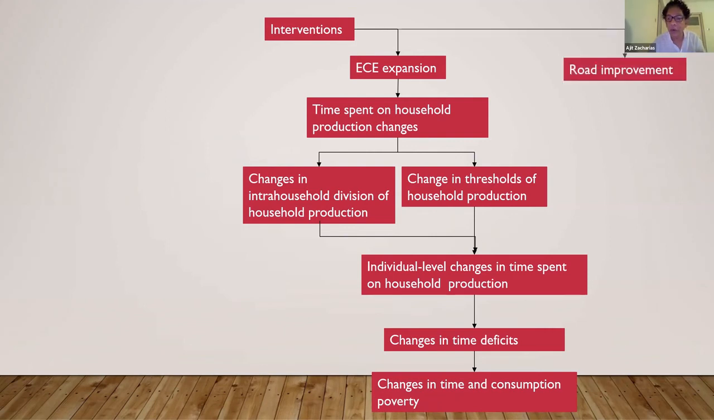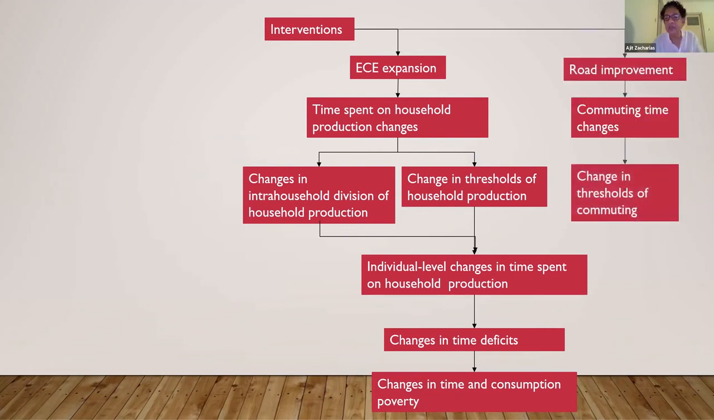Looking at road improvements, we can see that can change the commuting time requirements, changing the thresholds of commuting through that mechanism, and in turn, that can change the time deficits. So this is what is going on in the micro level. But both of these measures, improving access to roads and ECE expansion, have macroeconomic effects, right? So let's look at that now.